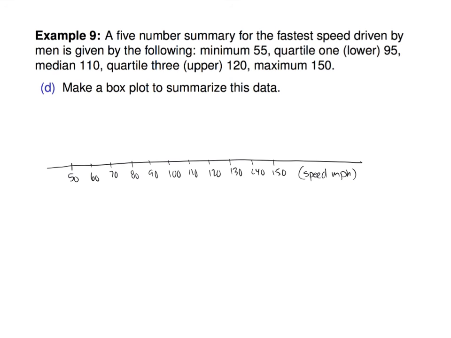Now we're going to draw lines at the min, quartile 1, the median, quartile 3, and the max. So the min is 55. Quartile 1 is 95. The median is 110. The upper quartile is 120, and the max is 150. And now the box goes around the middle 50%, so that's from quartile 1 to quartile 3. That's where Q1 was, that's where Q3 was. And then you draw lines that extend to the max and to the min.